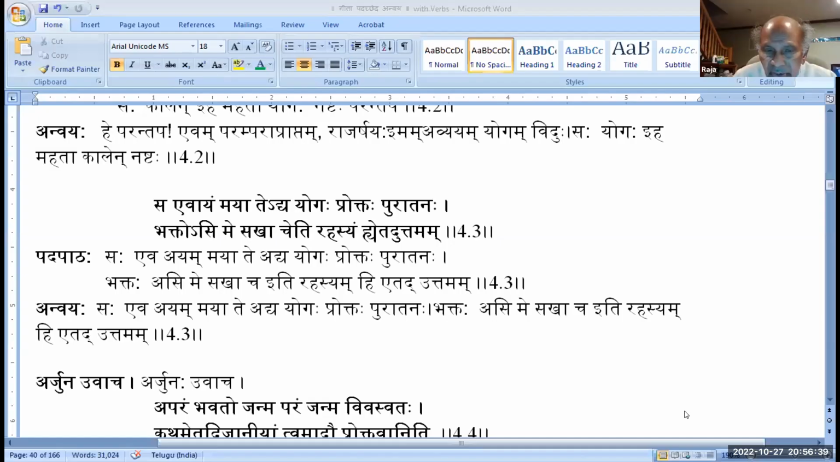So I can ask Lakara. Can you see this? Yes, sir. Now look at the 4th verse. Sa evayam maya tedya yoga prokta puratanaha, bhaktosi me sakha cheti rahasyam hetaduttamam.